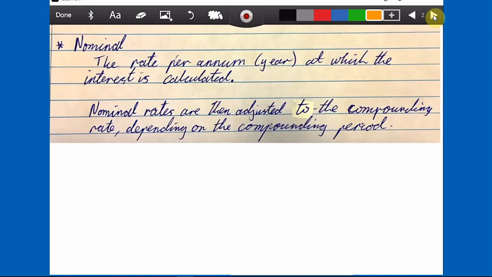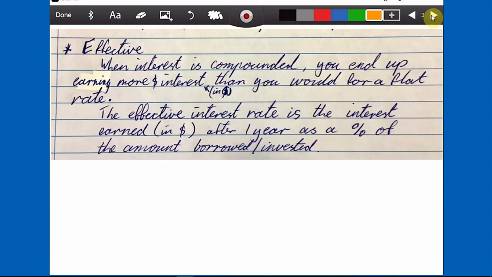A couple of other ways that you can write that. Here, the interest rate per annum at which the interest is calculated. So that's it, simple as that. Then it says there, nominal rates are then adjusted to the compounding rate depending on the compounding period. And that then is what we would refer to as the effective interest rate. So when interest is compounded, you end up earning more dollars in interest than you would have for a flat rate.